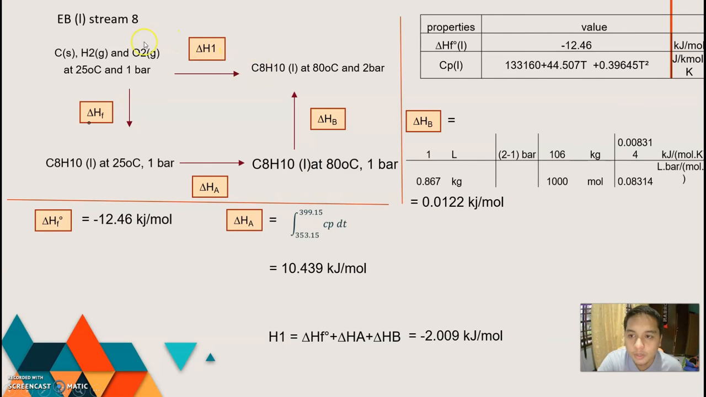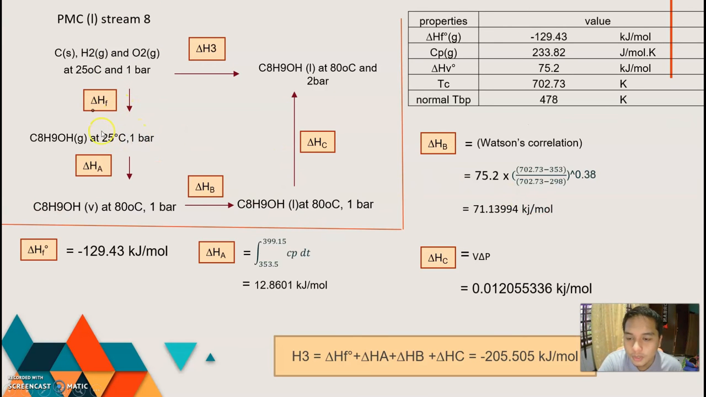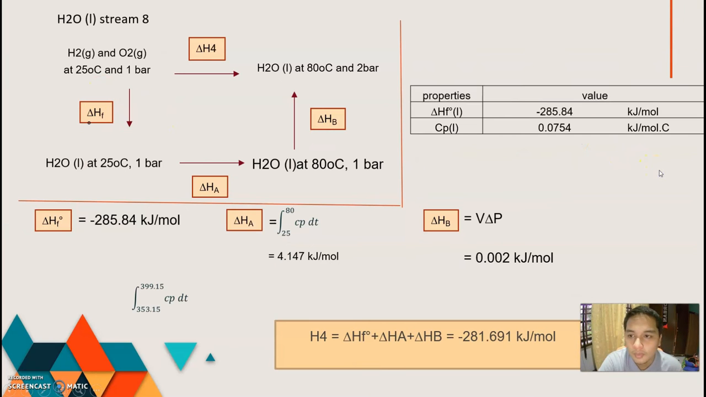Okay, for the hypopath for EB, which is liquid in stream 8, we use it like this. We need to use the heat of formation method. For PMC, we need to add the phase change, which is the heat of evaporation at HB. At HB we use the Watson correlation, and the others are the same as before. We use heat of formation. For the H2O, same as EB before, we use heat of formation.